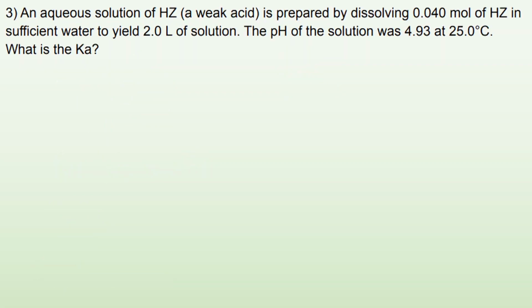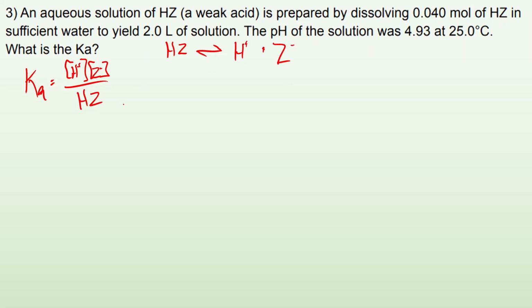All right, number three, an aqueous solution of HZ, some weak acid, is prepared by dissolving 0.04 moles of it in enough water to make 2 liters of solution. The pH of the solution was 4.93 at 25 Celsius. What is the Ka? So we can start off, well, I know Ka is going to be my H plus times my Z minus all over my HZ, right? Because generically I have this weak acid and it's going to partially ionize to give me H plus and Z minus in solution. So that's where I get my generic Ka expression.